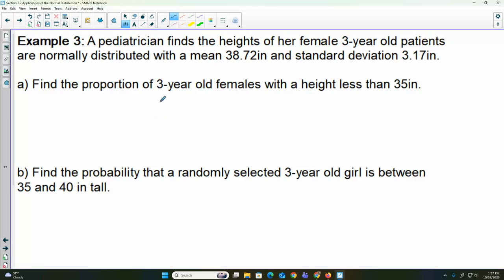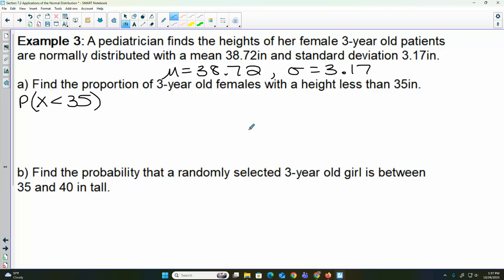A pediatrician finds the heights of her female 3-year-old patients are normally distributed with a mean of 38.72 inches. That's my mean. Standard deviation is 3.17. Find the proportion of 3-year-old females with a height of less than 35 inches. So I'm asking you to find the probability that a given person has a height less than 35. What do I have to do though?